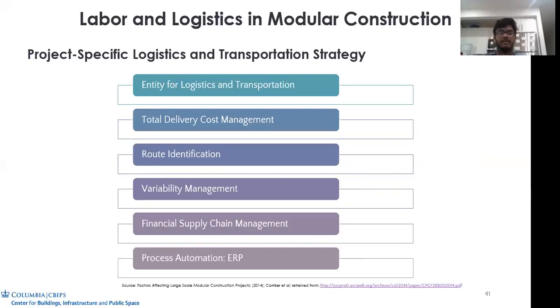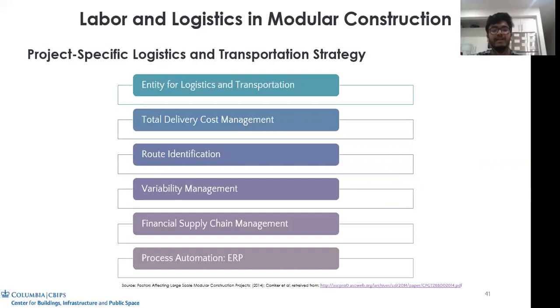The next thing which should be done is identifying the route which should be taken by the truck driver, because the trucks which would be transporting these modules would be very huge, and most of the roads would not be accessible to these trucks. So route identification is one of the most important things.